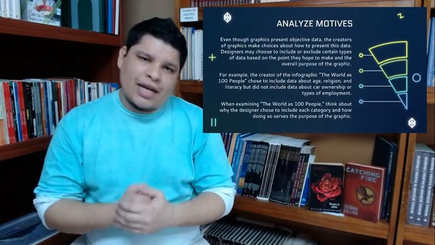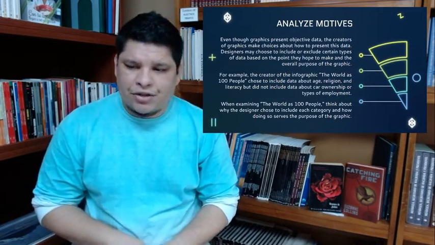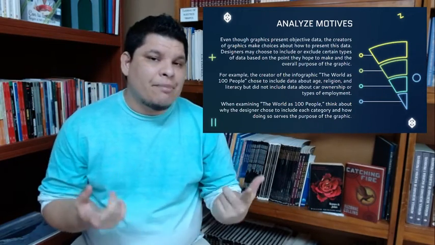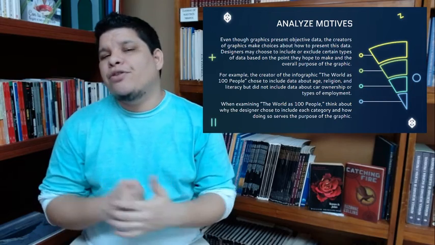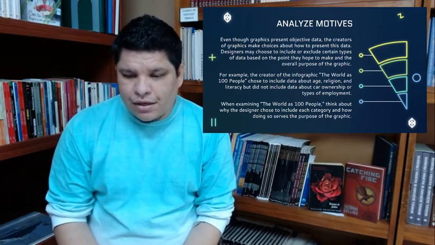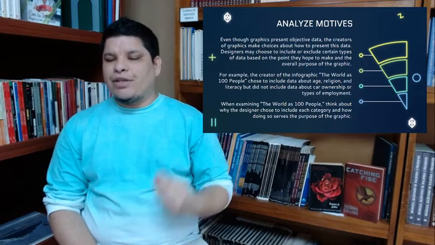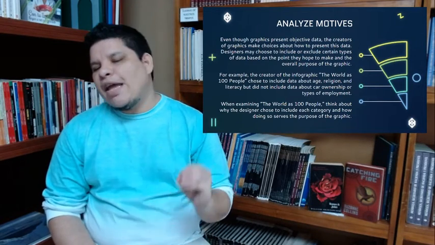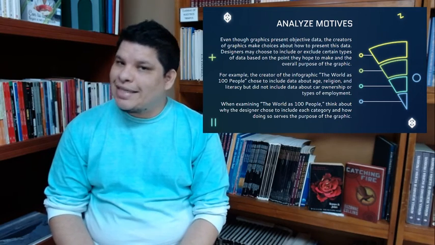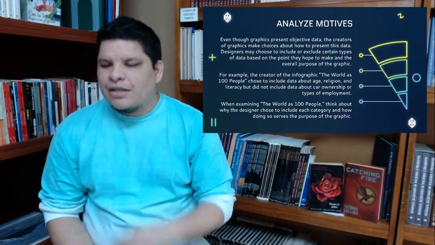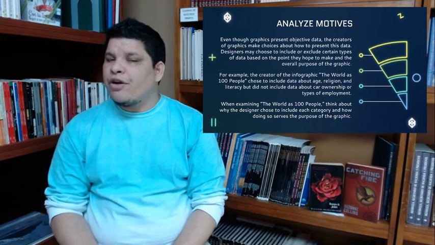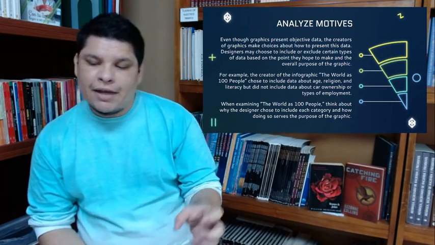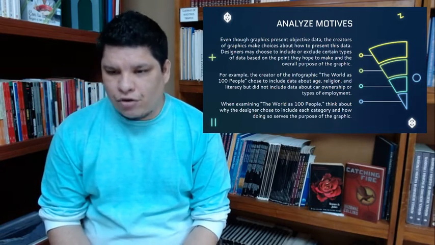We are going to analyze infographics for this selection, okay? Analyze also within the infographics as the type of text that we're going to be analyzing. We're going to analyze the motifs, all right? Even though graphics present objective data, the creators of graphics make choices about how to present that information. Designers may choose to include or exclude certain types of data based on the point they hope to make and the overall purpose of the graphic.